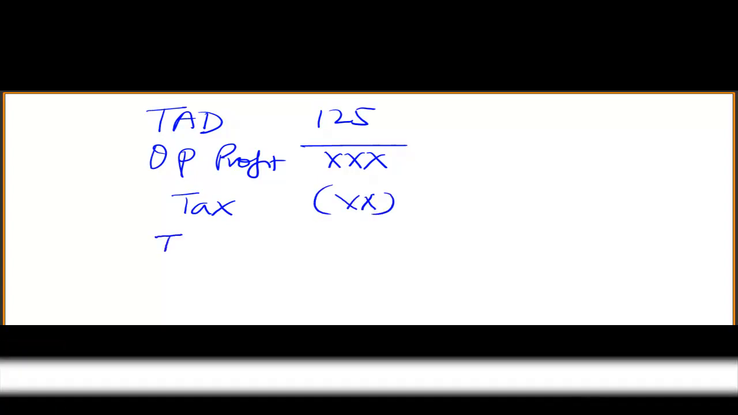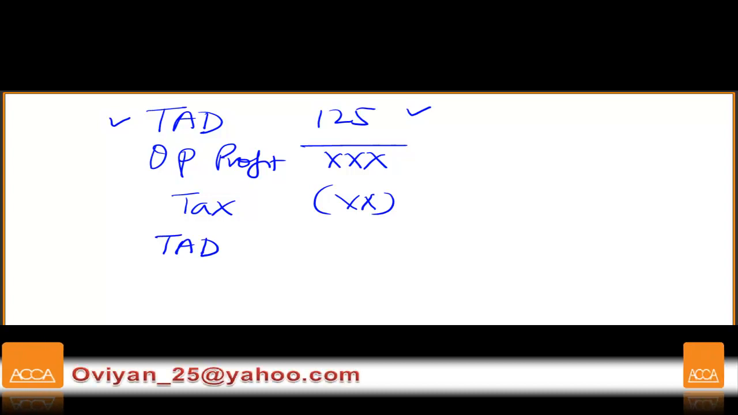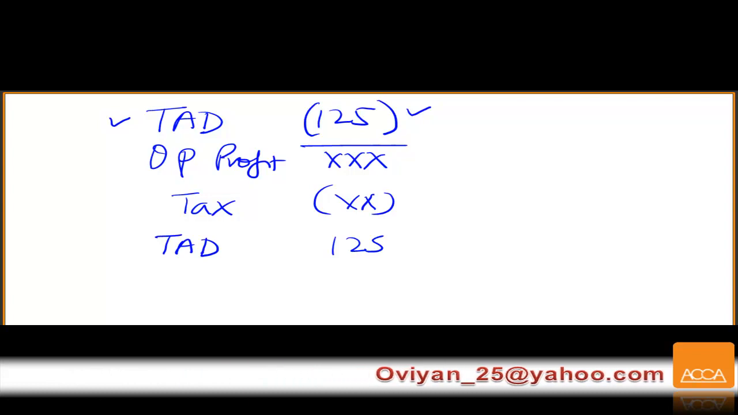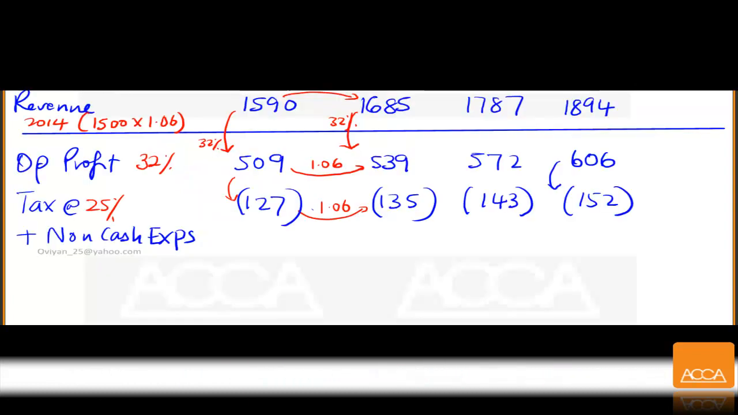Then what you do is you add back your TAD, which is a non-cash item. You need this actually to calculate your tax. Otherwise you have to show it two ways, which is a waste of time. Now you're going to put the TAD back here. Here you minus, here you add back. That is exactly what we are doing here today.